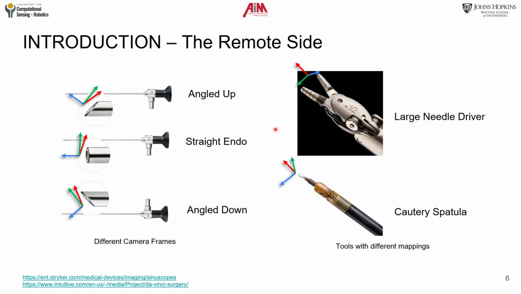As shown in the image, different remote cameras can be used for different tasks, thus requiring different mapping transforms. Likewise, the tools that are the end effectors can have different angular offsets with respect to the input devices. For example, the cautery spatula with its tip frame as shown in the image has a different mapping transform compared to the large needle driver.